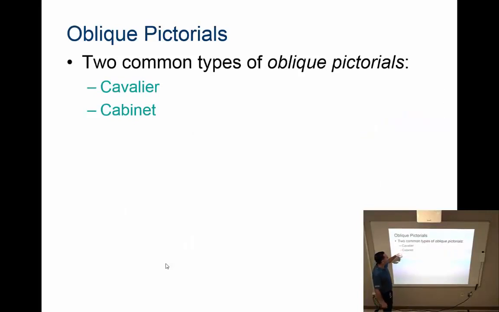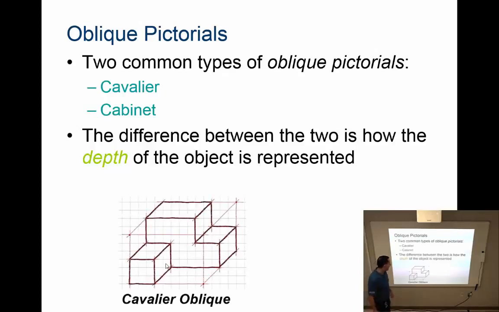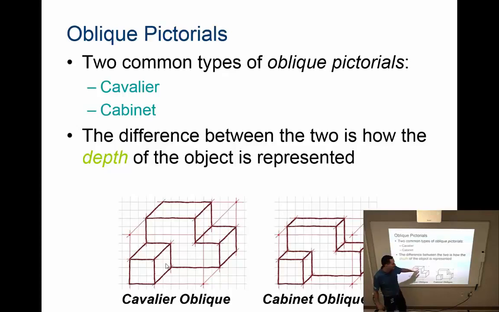There are two types of obliques that we will focus on, cavalier and cabinet oblique. The only difference between the two is the depth, how the depth is represented on that drawing. For a cavalier oblique, we show the full depth of an object. Meaning in this case, if the depth were supposed to be 2 inches deep, we would draw it as 2 inches deep. For a cabinet oblique, the only difference again is the depth, and that number gets cut in half. So on this example, if it was 2 inches, for a cabinet oblique, I cut that dimension in half to be 1 inch. Okay.